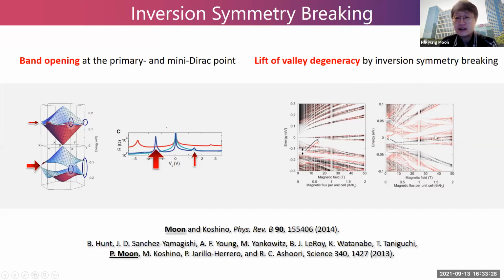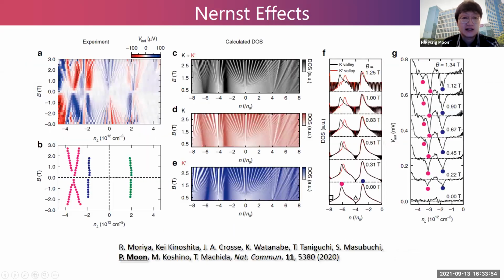And also the inversion symmetry breaking makes the valley degeneracy lifted. So the K and K prime valleys show different Landau level spectra. Likewise, the inversion symmetry breaking makes the magnetothermoelectric effect, the Nernst effect, prominent at the hole side, which gives a clear difference between the K and K prime valleys.